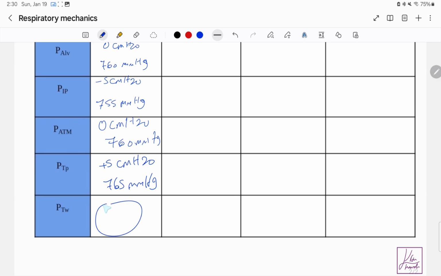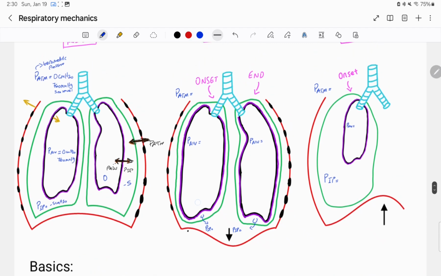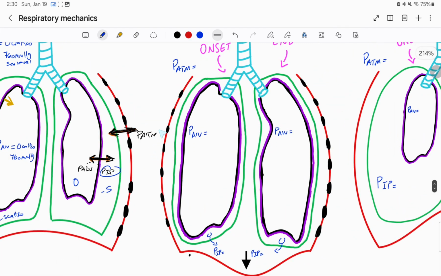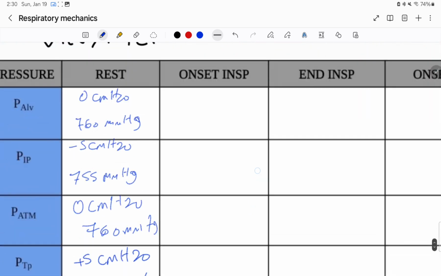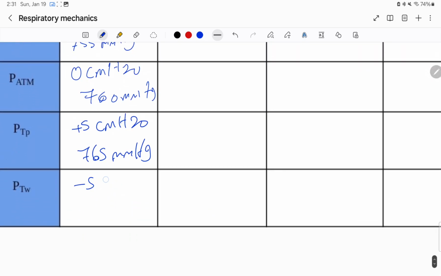Now let's calculate the transwall pressure. The transwall pressure, guys, is the difference between the intrapleural space and the atmospheric pressure. So if we have -5 minus 0, which is the atmospheric pressure, what is that going to give us? That's going to give us -5 centimeters of water.